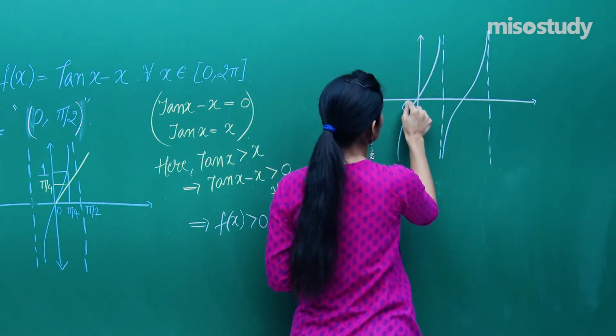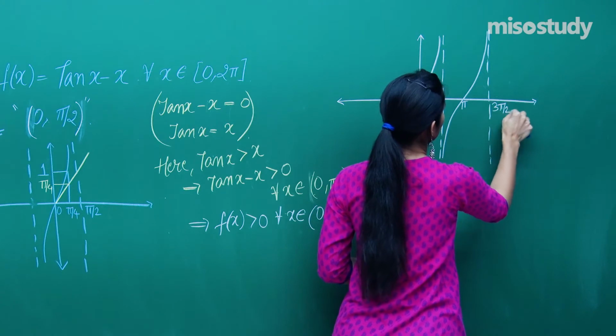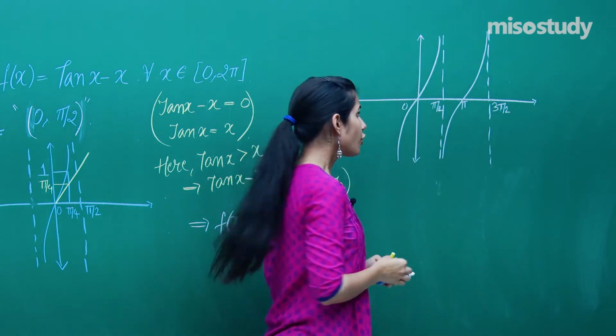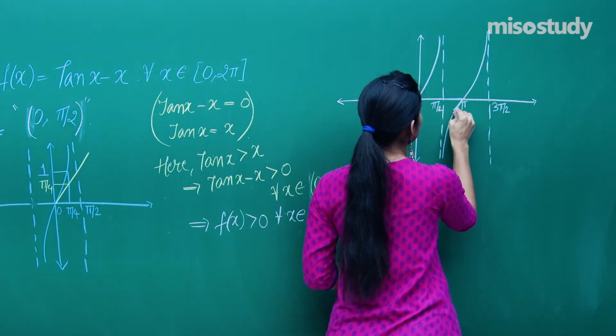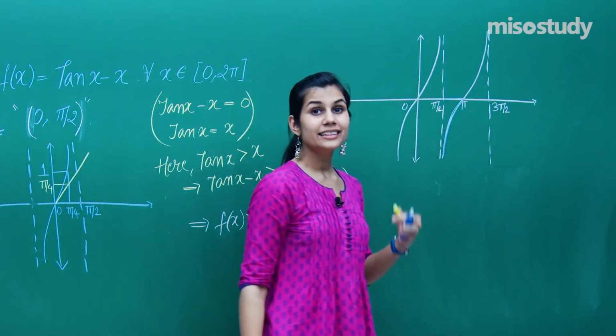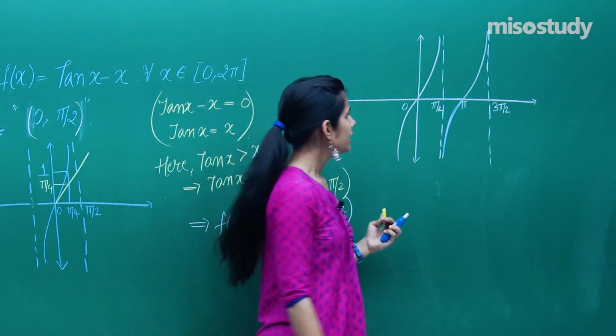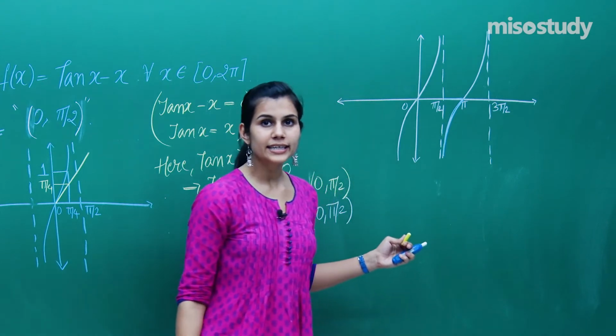This is how it is. So 0, pi by 2, pi, 3 pi by 2. From pi by 2 to pi, tan function is negative. Or you can say in the second quadrant tan is negative. Whereas if you are going to plot the identity function, it will definitely be greater than tan x.